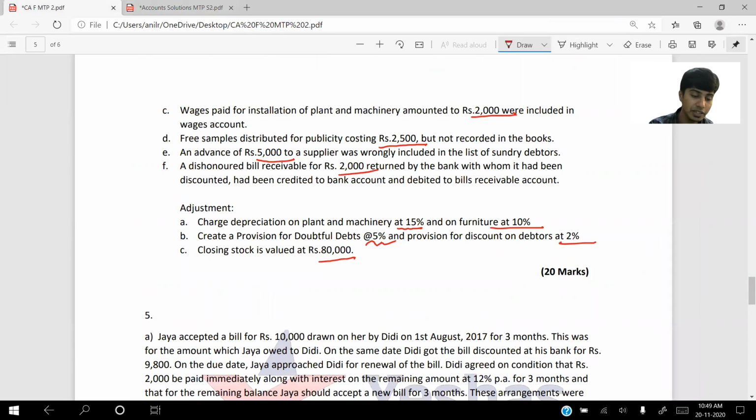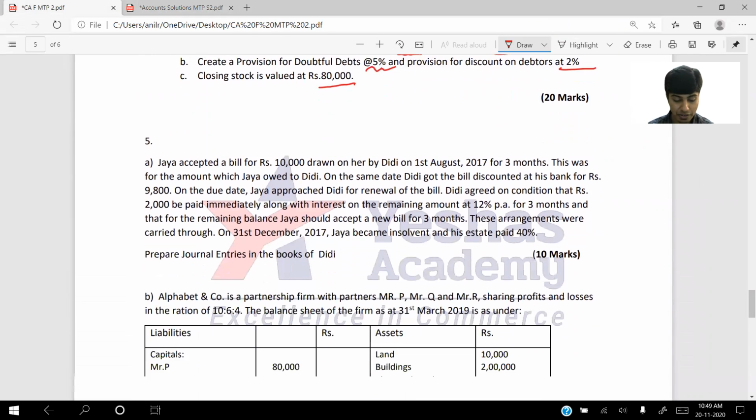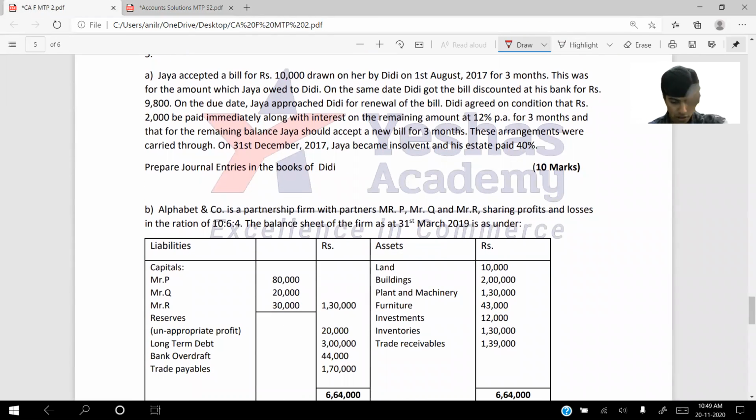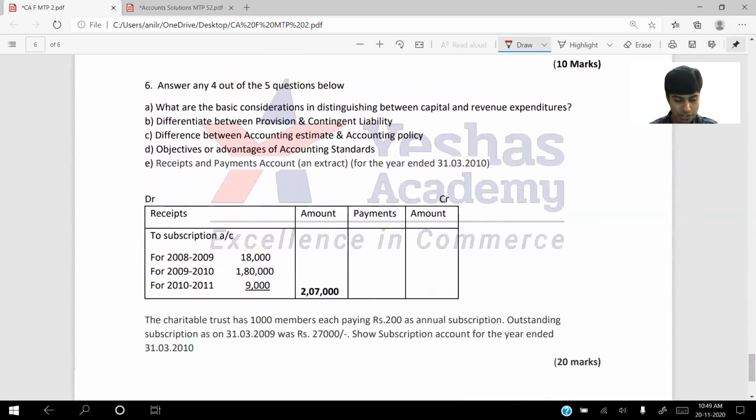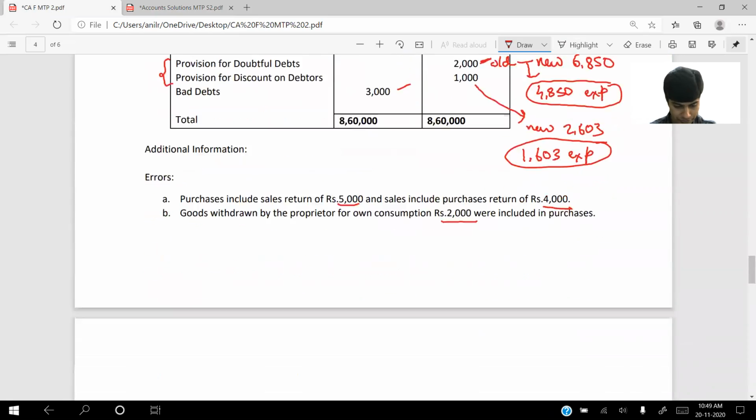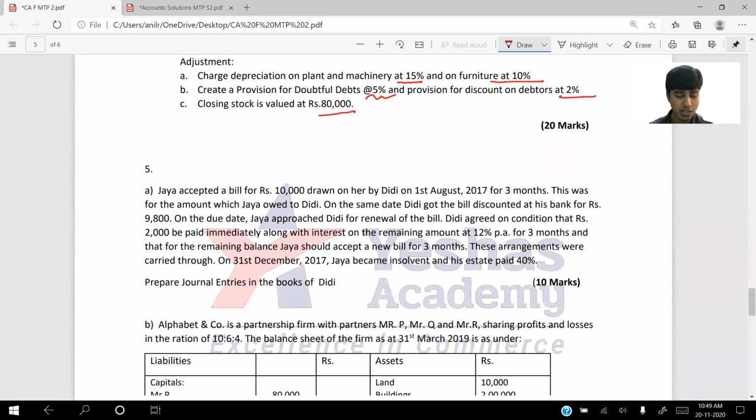Next one we have with us question number 5, which basically talks about bills of exchange. Then we have 5B partnership. Then we have question number 6, which is theory questions. Okay. We're done with 80 marks so far.